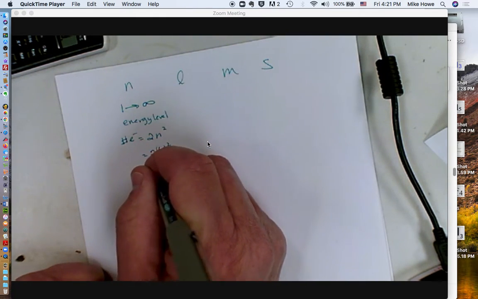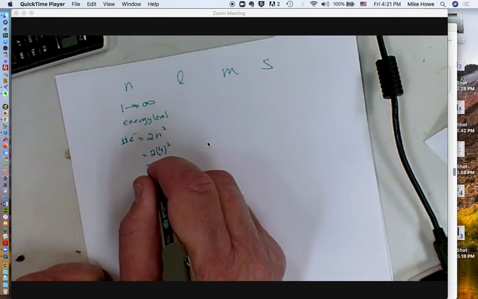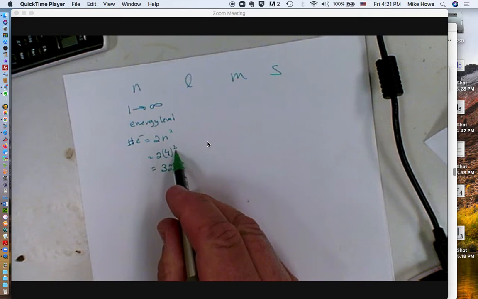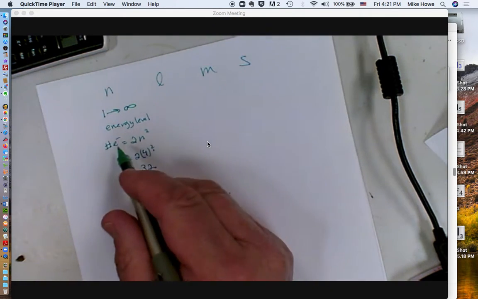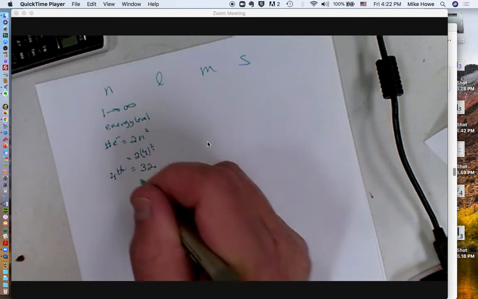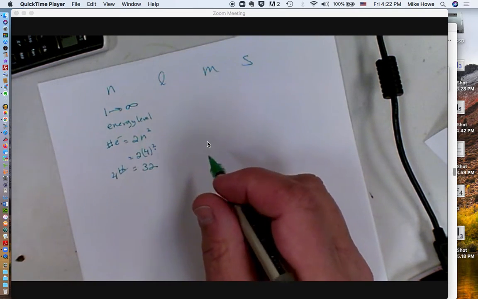Nobody answered me. Of course, there's nobody in the room. So that'd be 32. 4 squared is 16, times 2 is 32. So in the 4th energy level, there'd be 32 electrons.